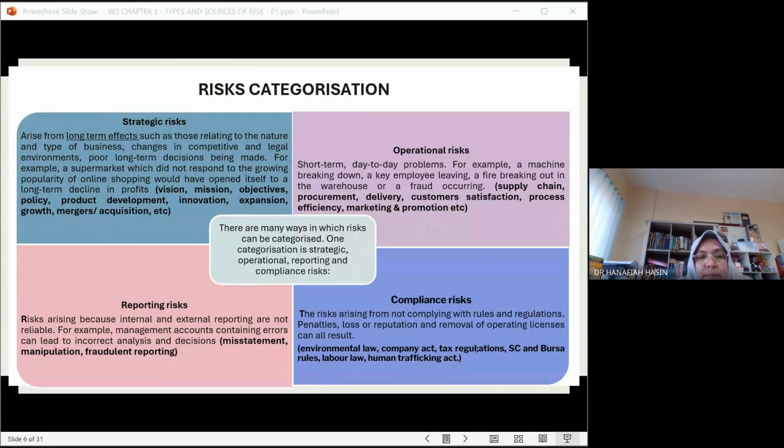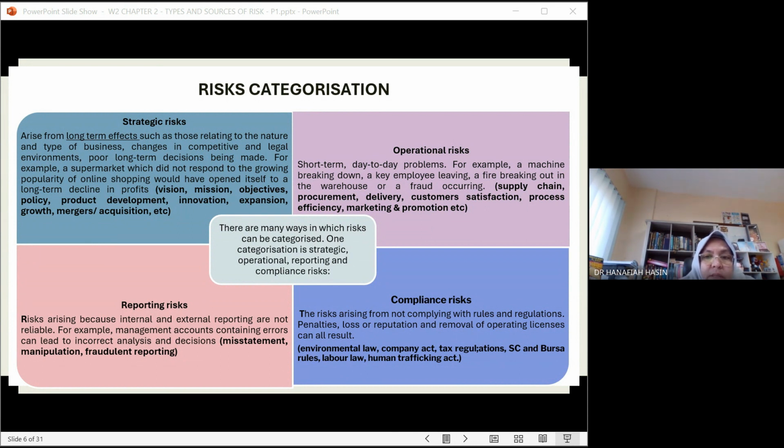So in order to mitigate this strategic risk, the company must pay close attention to their vision, mission, objective, and policy. Maybe they can look at product development, expansion projects and growth, and maybe mergers and acquisitions as well. And they need to anticipate the changes in the market and be nimble enough to adapt the organization. Hopefully by doing this they can position themselves for long-term success.